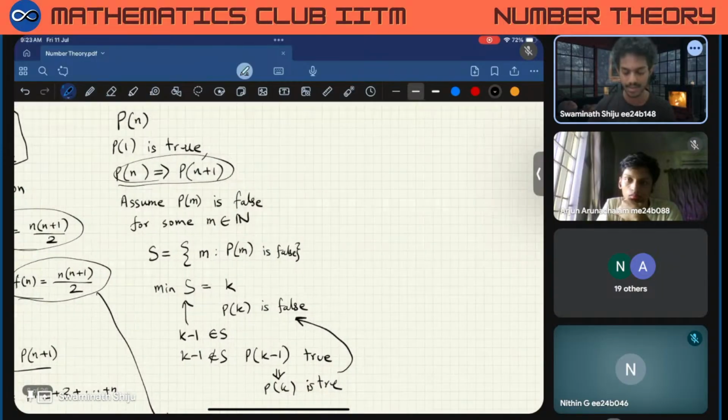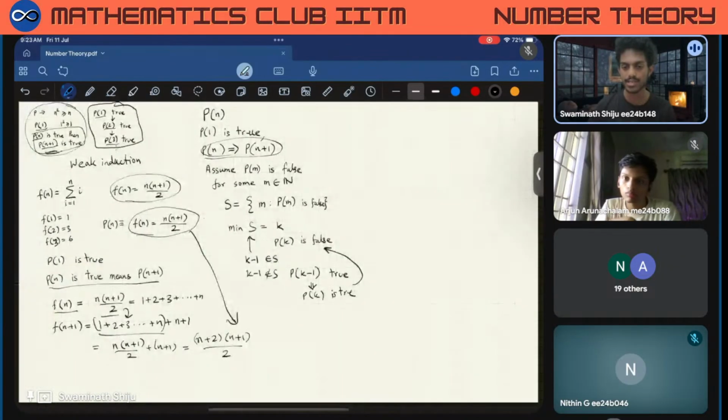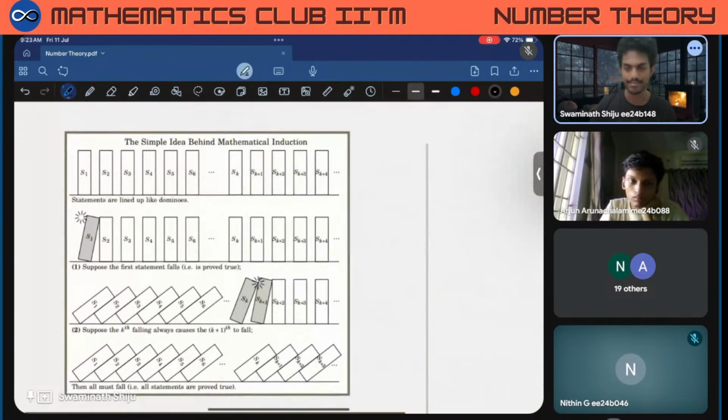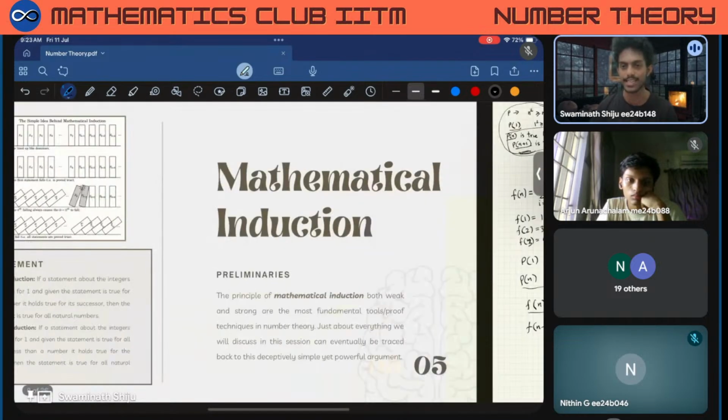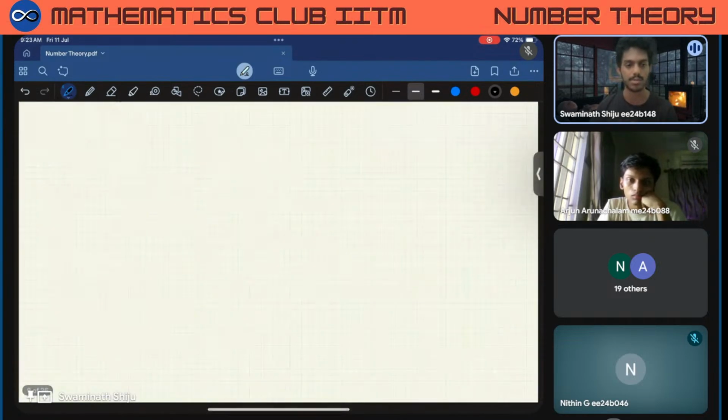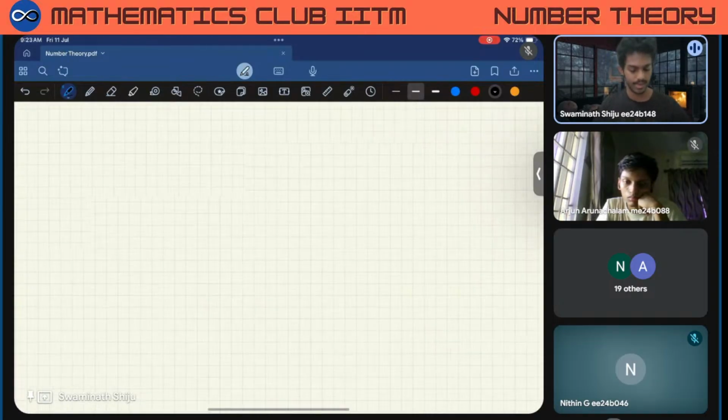Right. Now I want you to think about induction as dominoes. You make the first one fall, and everything falls. You prove that the first one falls, and then you prove that anything falling will hit the thing in front of it. That is induction, at least the weak induction. We'll discuss one more problem in weak induction.